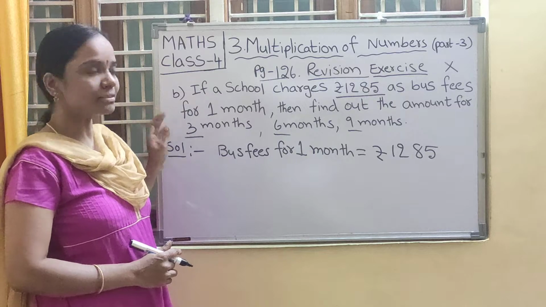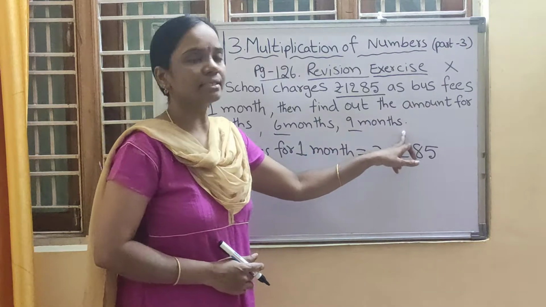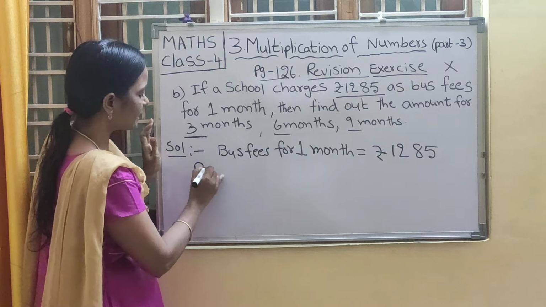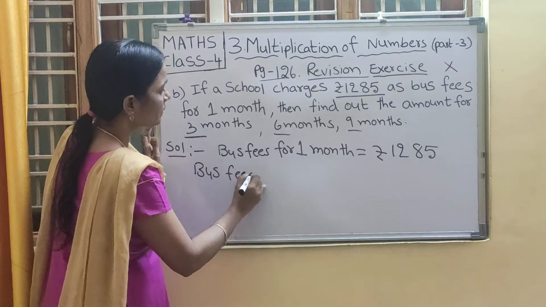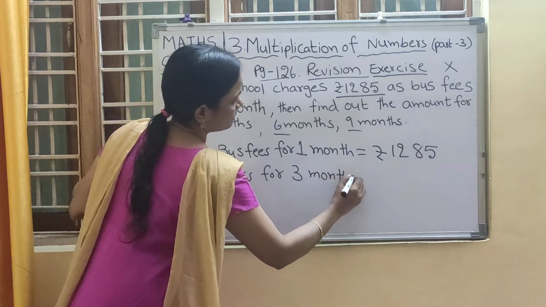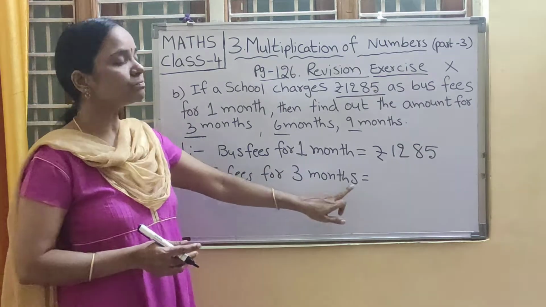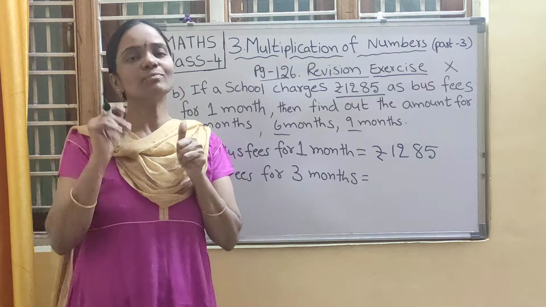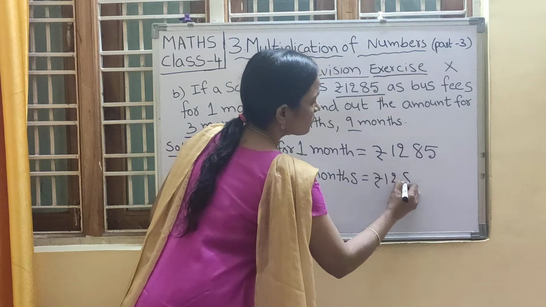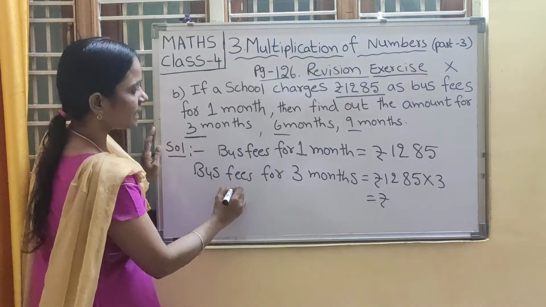Now what do we have to find out? We have to find out the amount for 3 months, 6 months and 9 months. Okay, so first find out for 3 months. So the next statement is bus fees for 3 months. How do you get it? Giving for 1 month and asking for 3 months. Giving 1 and asking for more means we have to take multiplication. So take multiplication, that is 1285 rupees into 3. I am taking multiplication here.